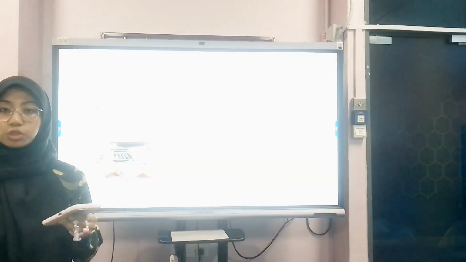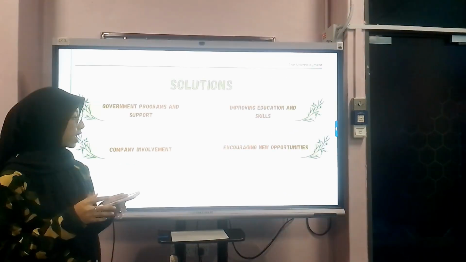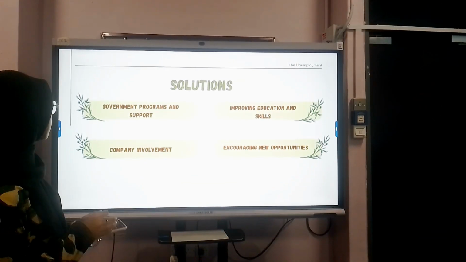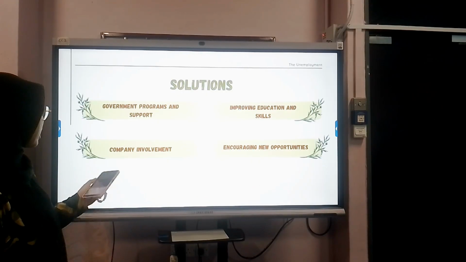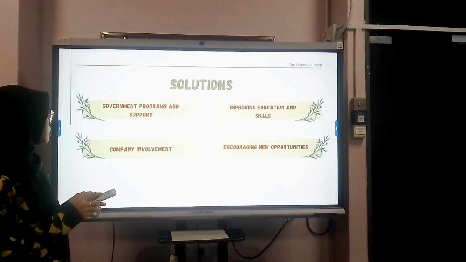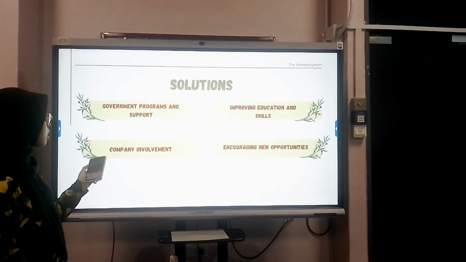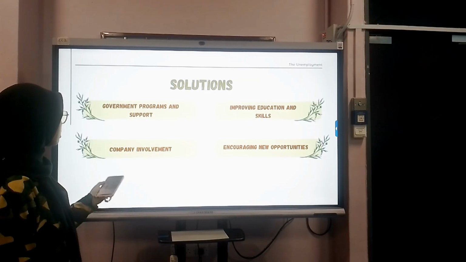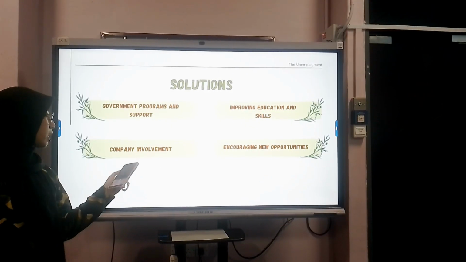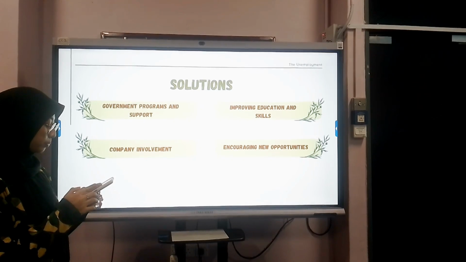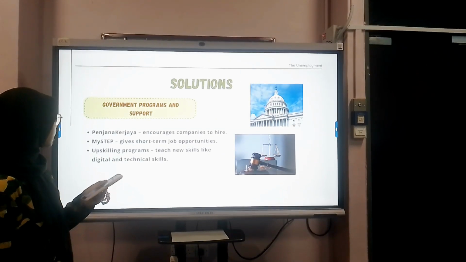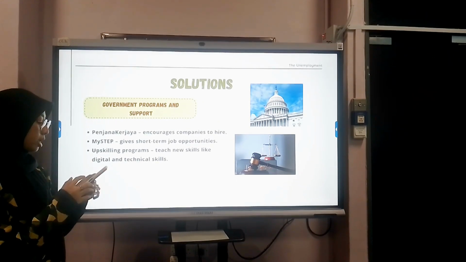So what can we do to solve these problems? Let's look at some possible solutions. There are four main ways to reduce the unemployment in Malaysia. First, government programs and support, improving education and skills, company involvement, and last one, encouraging new opportunities. Okay, government programs and support.